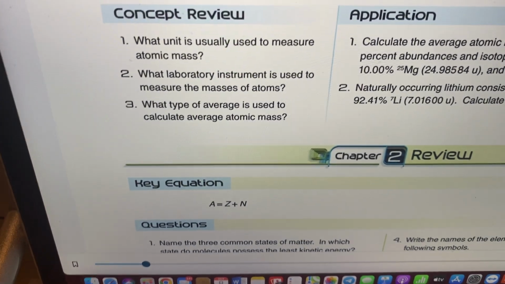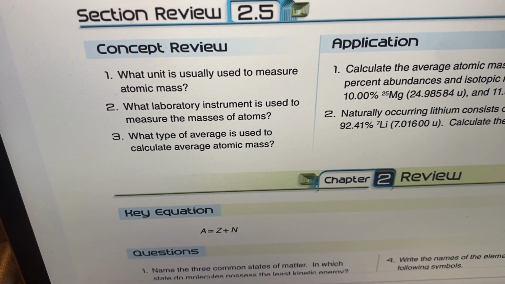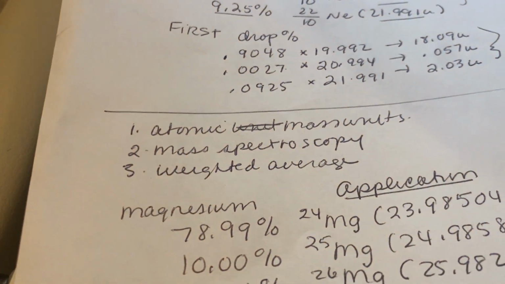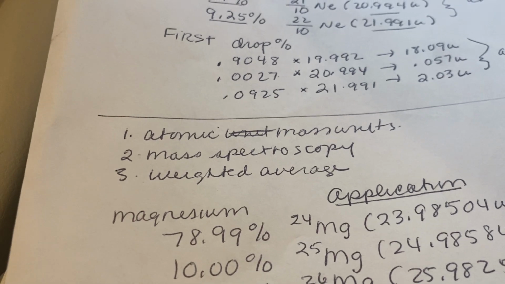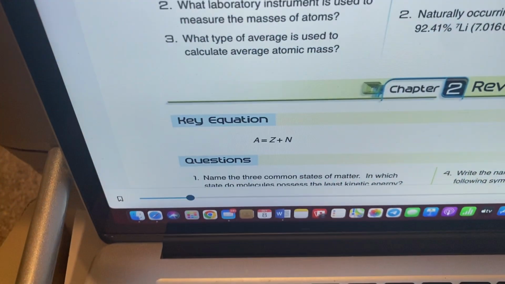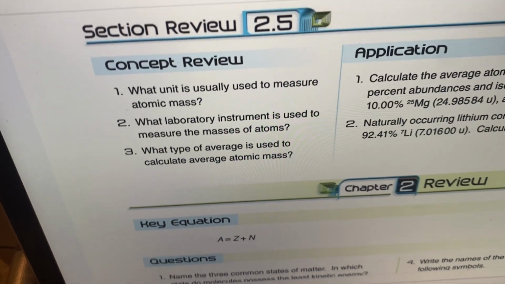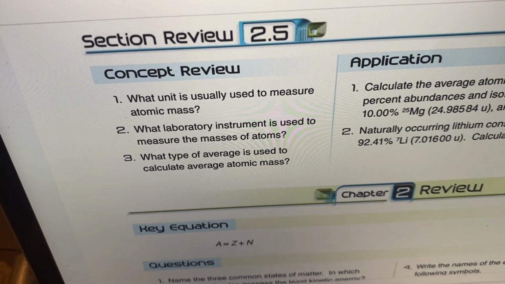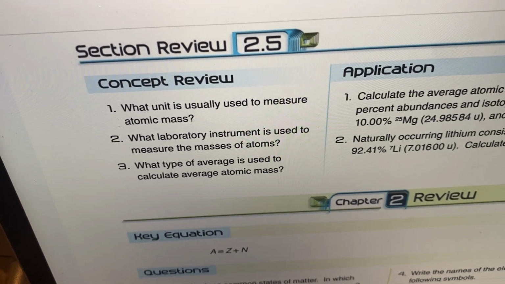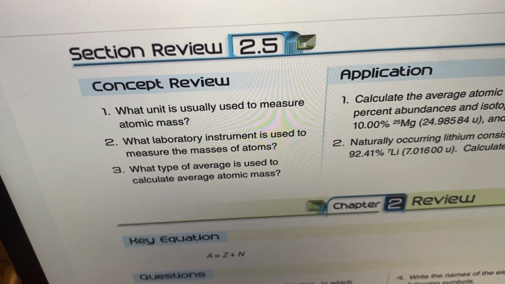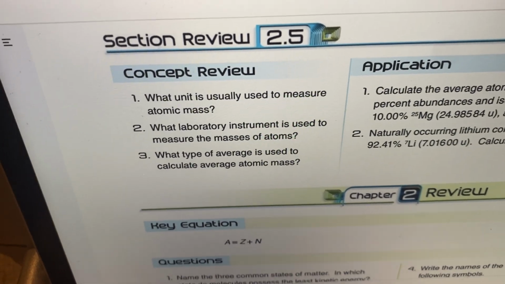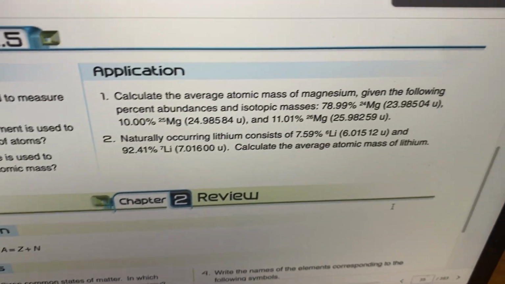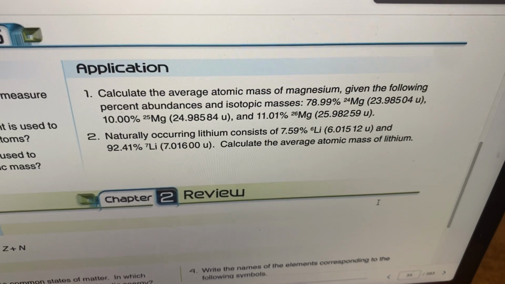So what laboratory instrument is used to measure the masses of atoms? We have the mass spectroscopy, right? That thing that we had a picture of. So what type of average is used to calculate average atomic mass? It is the weighted average. Weighted means weighing them and averaging them out. The weighted average. Okay? So now here we're going to do this calculation.